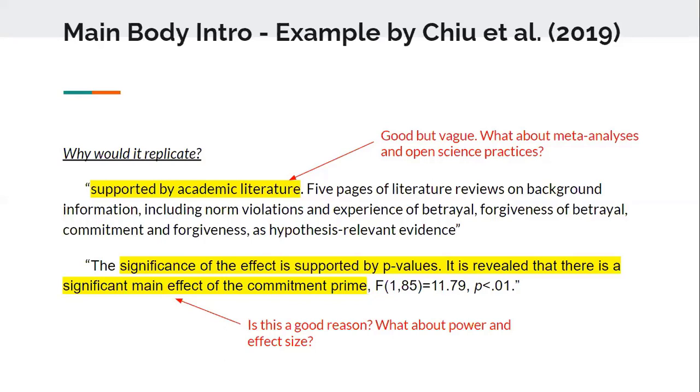The students also mentioned that the significance of the effect is supported by p-values. As mentioned, a substantial number of classic findings have significant p-values, but a substantial proportion of these classic findings failed to replicate. Around 30 to 60% of psychology findings fail to replicate. It's better not to rely on p-values. P-values below a certain mark are not a good reason why the study would replicate. We will talk more about p-values in the coming tutorials.